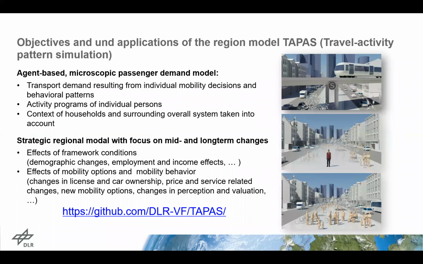So TAPAS, you heard about it, stands for Travel Activity Pattern Simulation. It's an agent-based microscopic passenger demand model. We try to model the individual mobility decisions and behavioral patterns for every person in our study area. Every person is treated individually, but has a context of the household. For instance, cars are usually a shared resource over the household. So if one takes the car, another person cannot take the car.